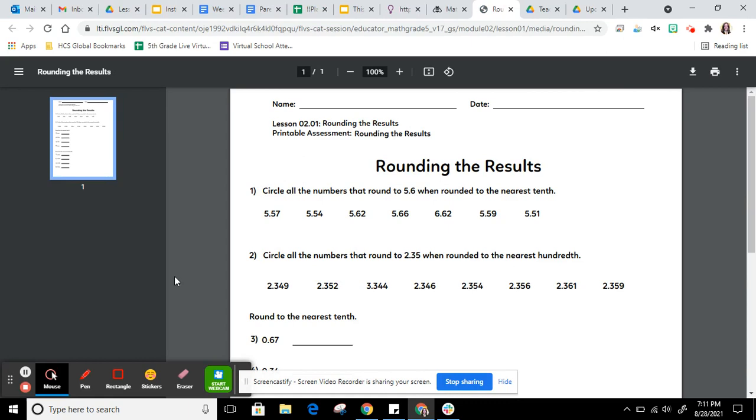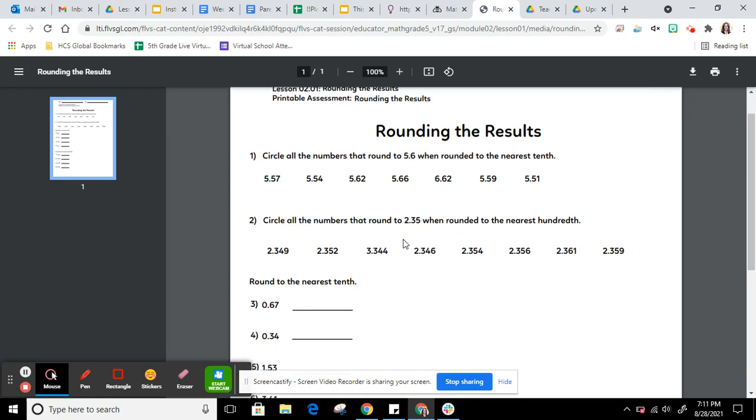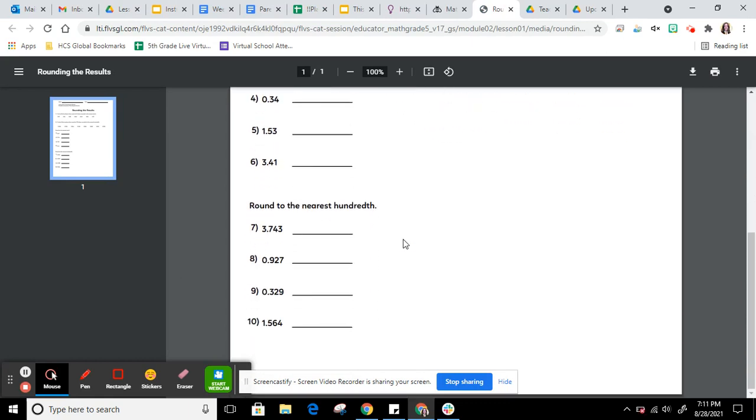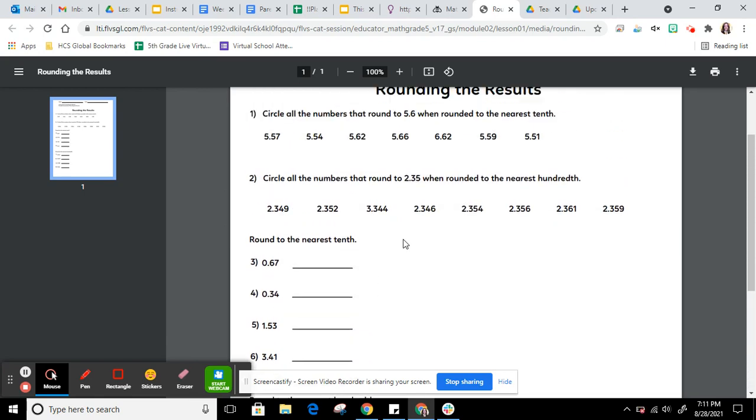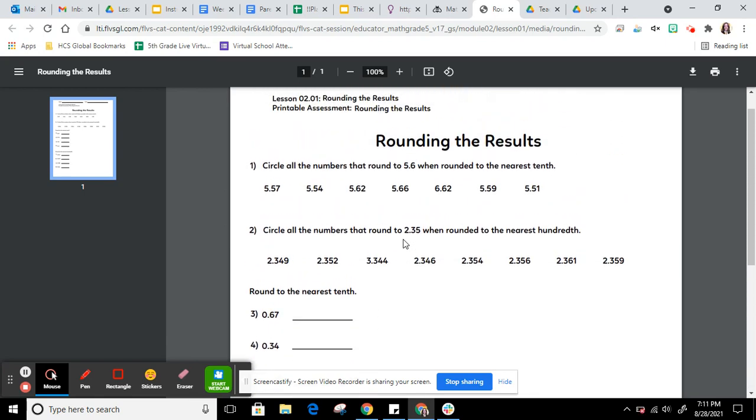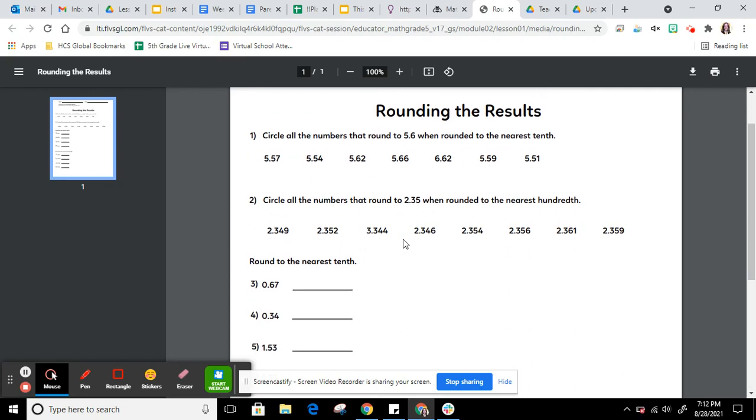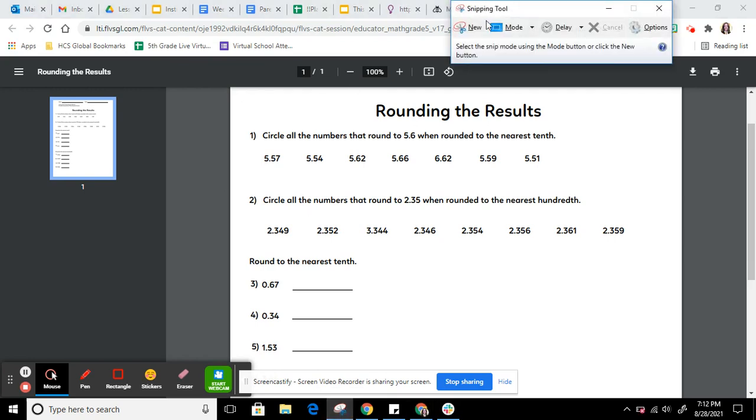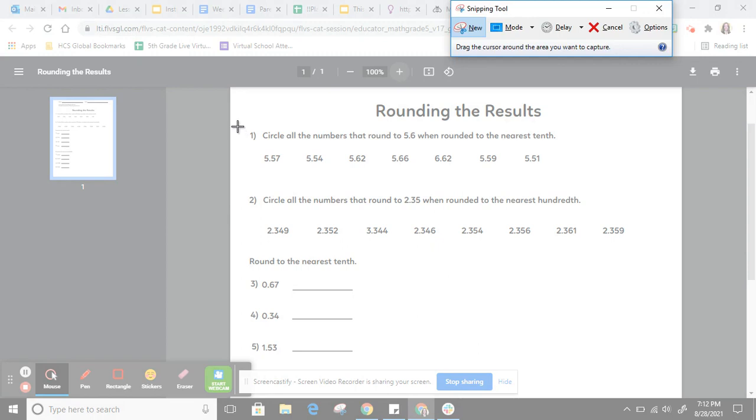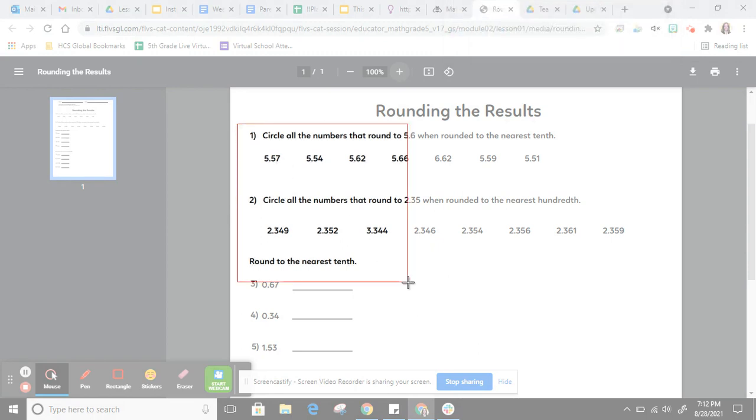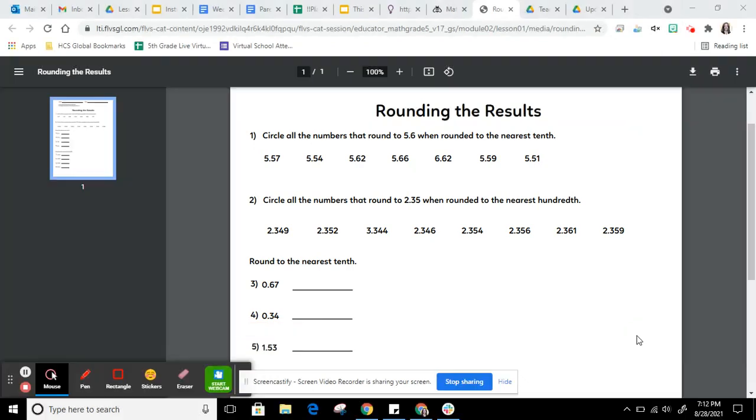You'll open that up, and this is a 1-page assignment with 10 questions. All of these questions revolve around rounding. So what I like to do is screenshot a couple of the problems and do them as models for you. And then you'll have the rest of the worksheet to do. I'm going to model number 1, and then I'll model number 3.